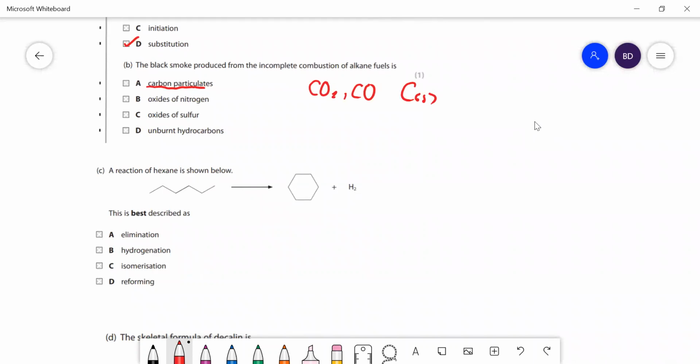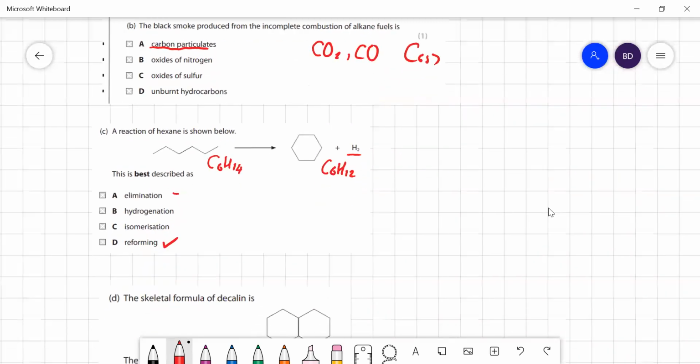Okay, the reaction of hexane shown below. Well, it's not elimination because there's no HBr being removed. It's not hydrogenation. You're not adding hydrogen. You're losing hydrogen, actually. It's not isomerization because they have actually different formulas. It's got to be reforming. Yeah, that one is C6H12 and this one is C6H14. So it's not isomerization. Reforming is the best one to put.